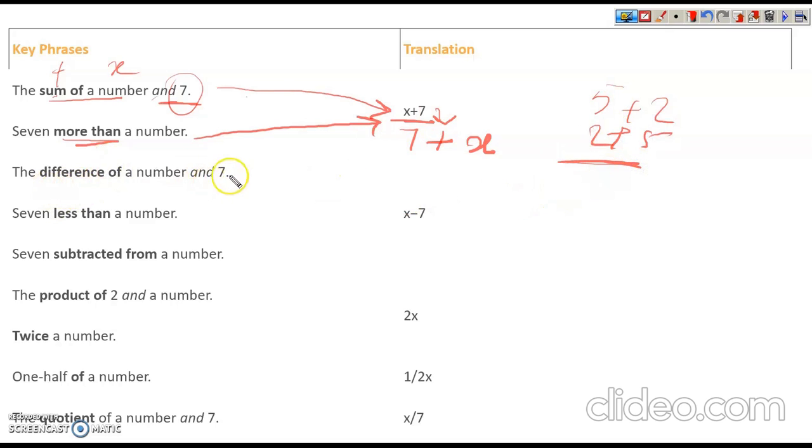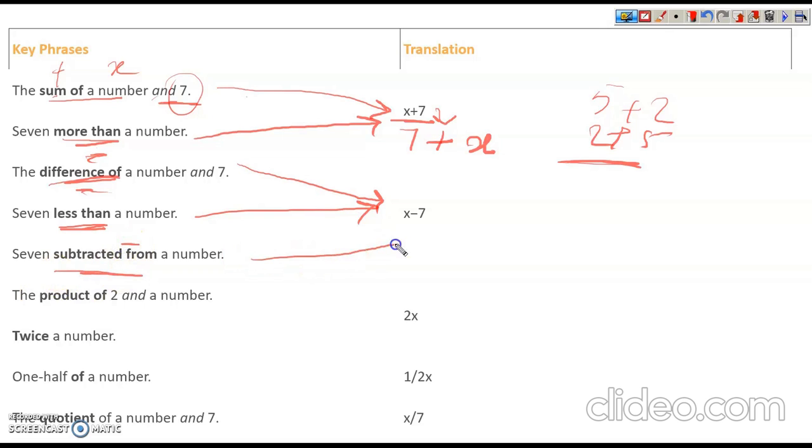Now, the difference of a number and 7. I already told you, difference means minus. 7 less than a number, again less than means minus. 7 subtracted from a number, again subtracted from means minus. So, did you see that for one expression we can have so many different applications. We can say this in 3 different ways.